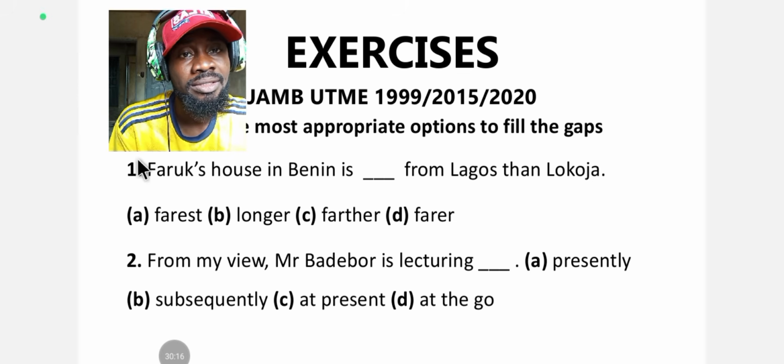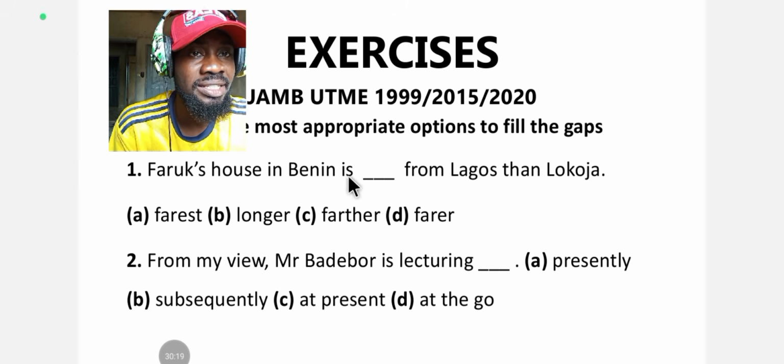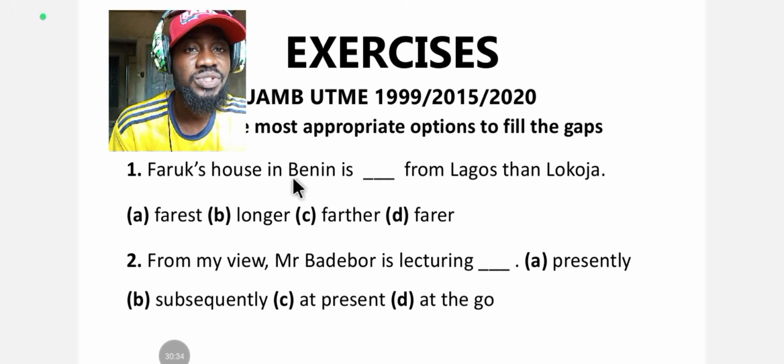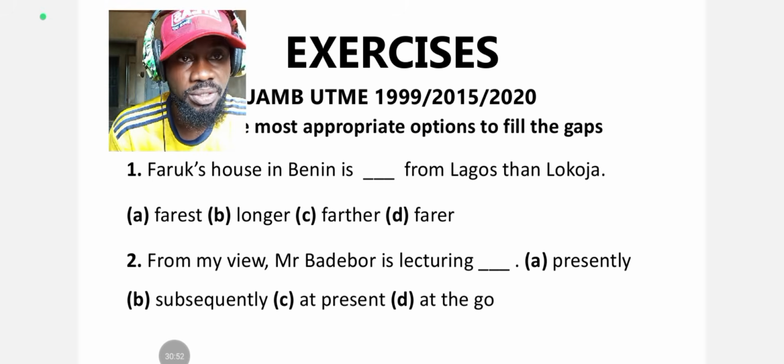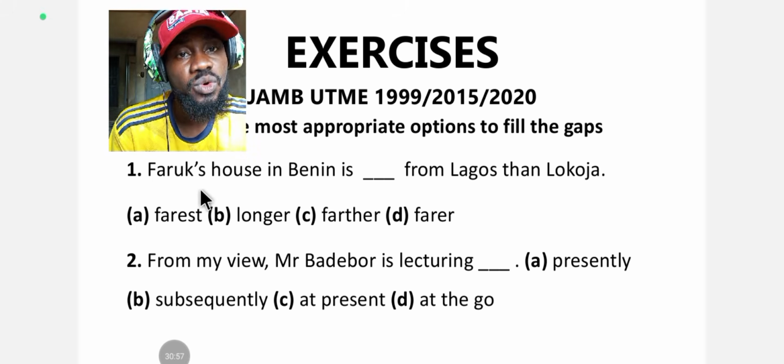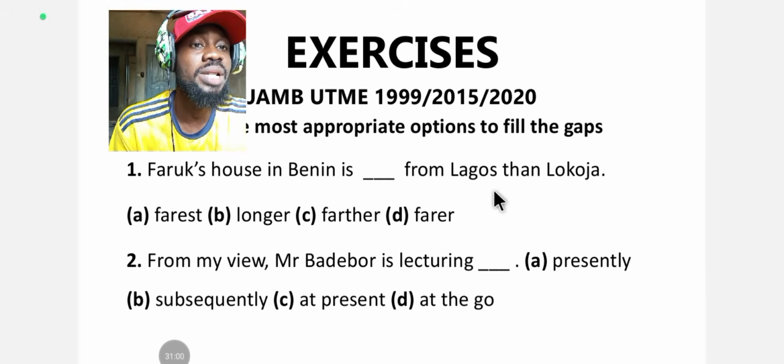Number 1. Farouk's house in Benin is dash from Lagos than Lokoja. A. Forest. B. Longer. C. Farther. D. Farther. What's your answer? You answered right. The correct option is C. Farther. Farouk's house in Benin is farther from Lagos than Lokoja.